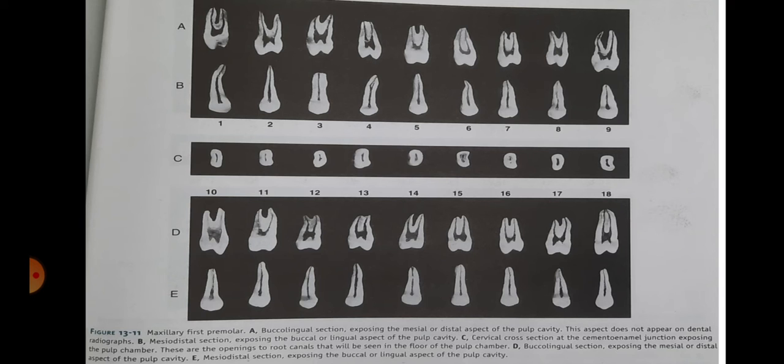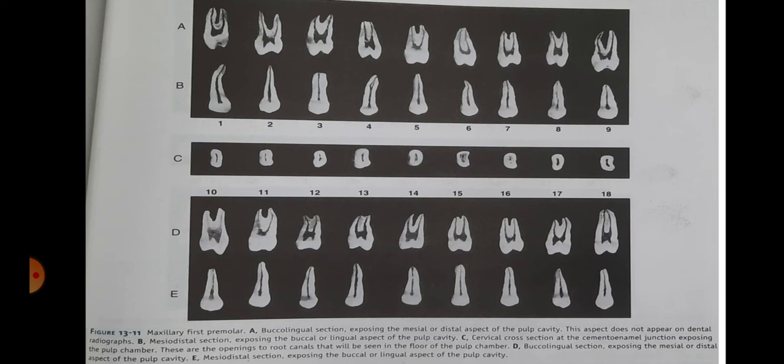A mesial developmental groove is usually present, giving this tooth its classical indentation. The pulp cavity may demonstrate a constriction adjacent to the developmental groove. You can see this in figure 13.11 C2, 3, 5, 6 and 9, or it may follow the general outline of the root surface. You can see this in figure 13.11 C1, 4, 7 and 8.